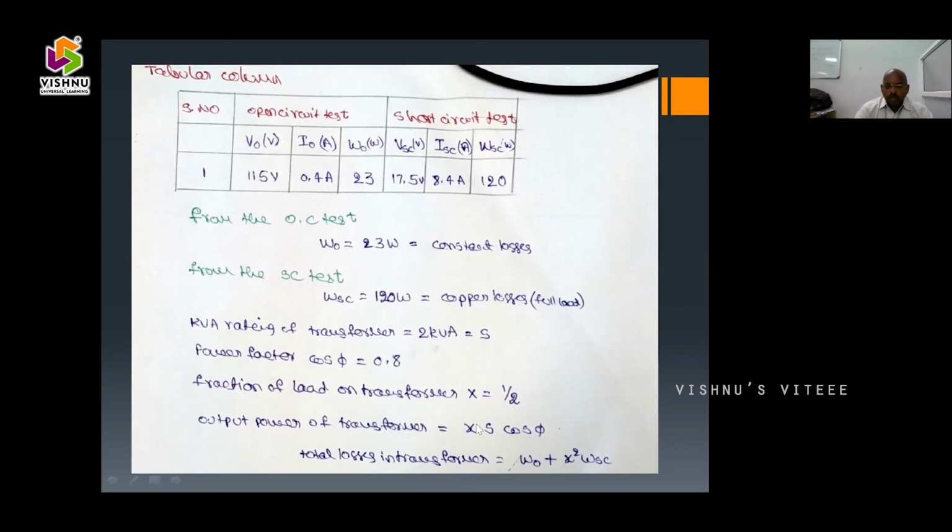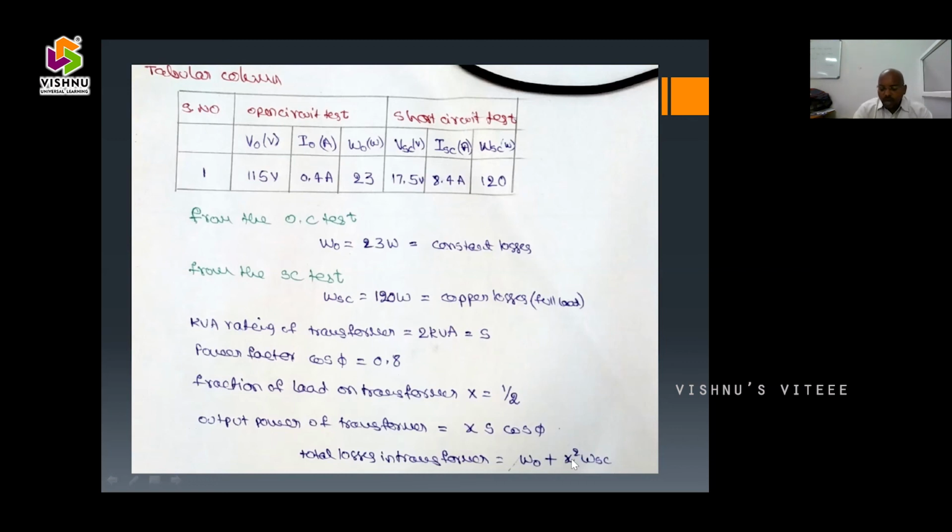X means the fraction of load on the transformer, which is 1 by 2, S is the kVA rating, which is 2 kVA, and the power factor is 0.8. After substituting x, s and cos phi, we get the output power of the transformer. The total losses in the transformer are calculated by W naught plus x square WSC.